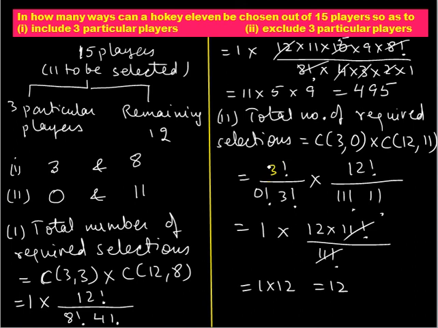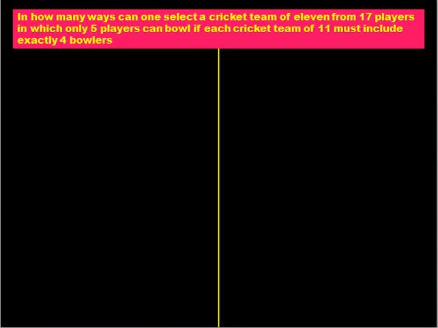Now children, taking another one, let us explore some more cases. See this one. It says, in how many ways can one select a cricket team of 11 out of 17 players in which 5 players can bowl if each cricket team of 11 must include exactly 4 bowlers? So let us quickly first write the given conditions. We have 17 players, and how many we are going to select? 11 to be selected.